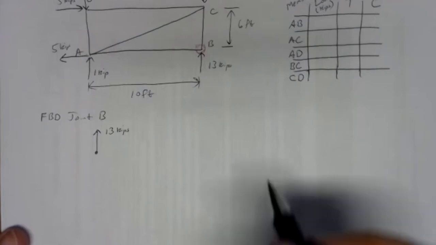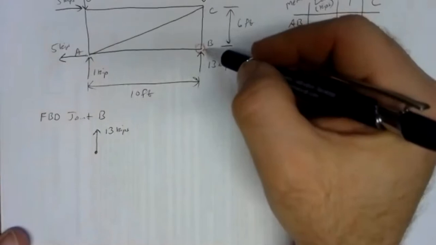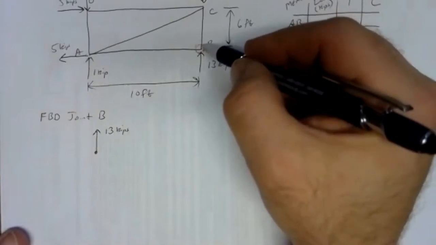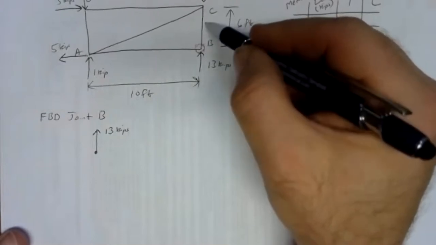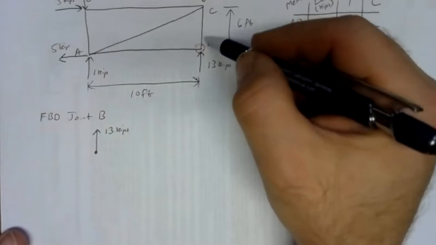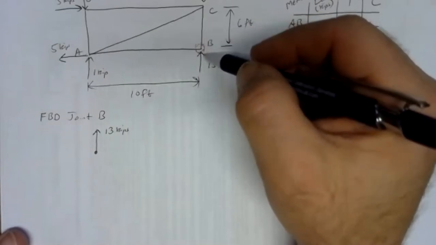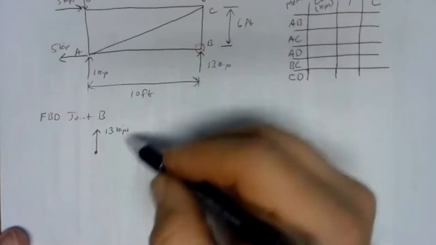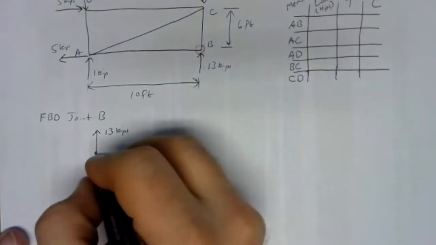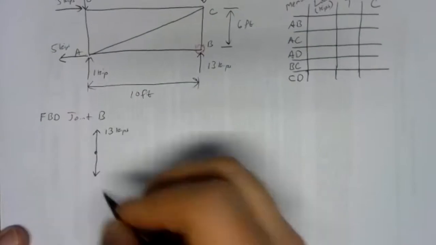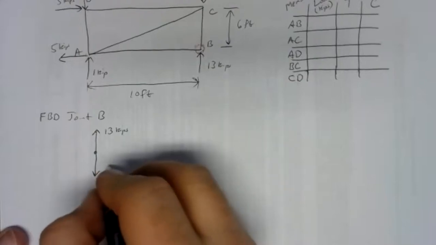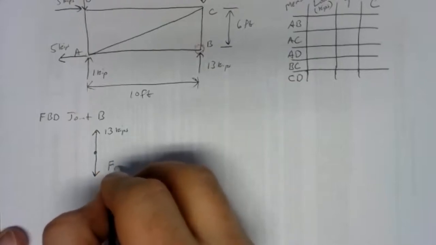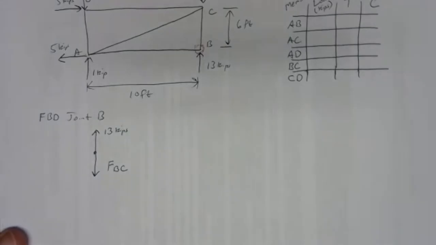Then there's the force due to member BC. We cut through that right here. Now we've got 2 choices. Either that member BC is pulling on joint B, so the force is upward, or it's pushing on joint B, so the force is downward. Based on what we've already drawn here, it's a lot easier and clearer to draw a downward force, so we're not drawing it right on top of the 13 kips. So that's how I'm going to draw that one. I'll say this is the force due to member BC. And that's usually how we label those, FBC.